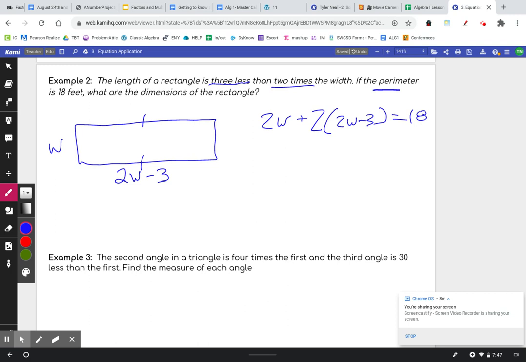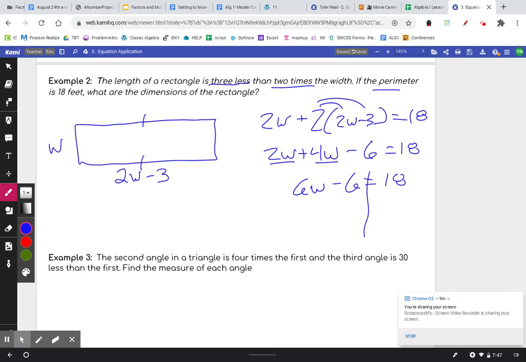And then we have some math to do here. We have the distributive property happening. 2 times 2w is 4w. 2 times negative 3 is negative 6. I can bring this 2w down. There's an addition. We have 18 over here. I can combine like terms between 2w and 4w, which gives me 6w. I bring this minus 6 down, equals 18.